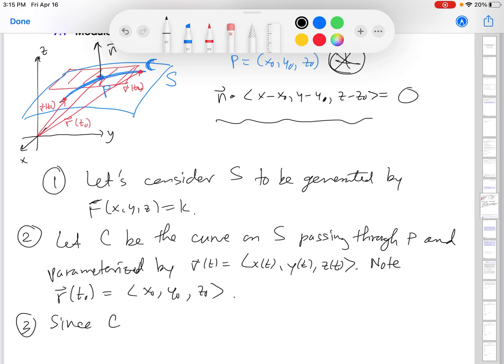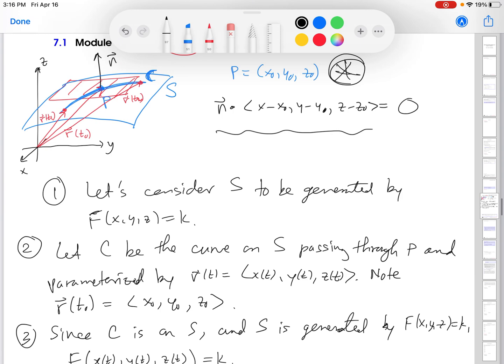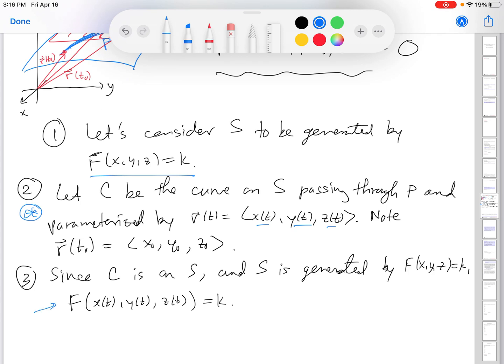So since C is on S, and S is generated by this level curve of capital F, we know that F of the parametric representation of the points on the curve C, x of t, y of t, z of t, equals k. This is just a mathematical expression that I have a blue curve here that is on the surface. So all of the points x, y, z on that curve satisfy this. Now, in this second step, I'm viewing every single point on the curve C parametrically as x of t, y of t, z of t. So put those two together and you get this result, that all those points viewed parametrically, when I evaluate F at those points, I get k. Just again, a representation mathematically that the curve is on the surface S.